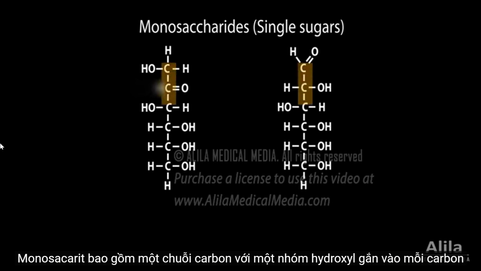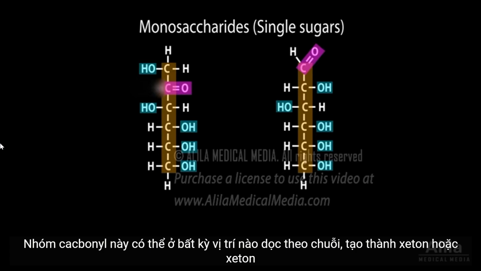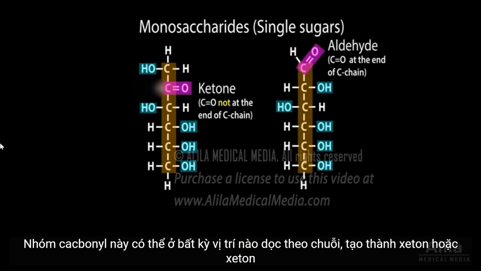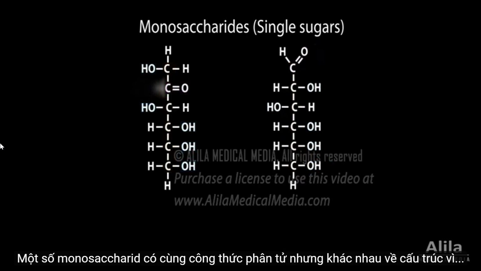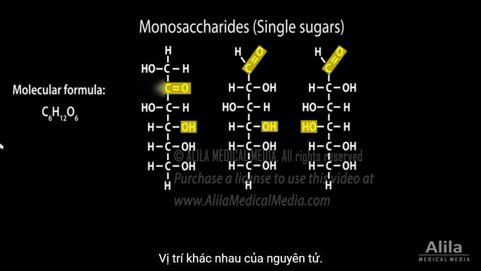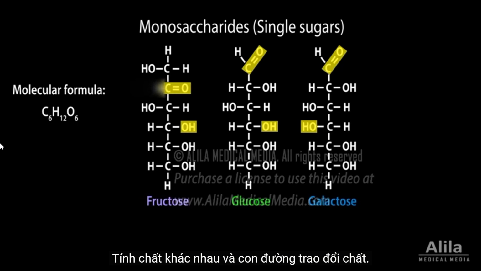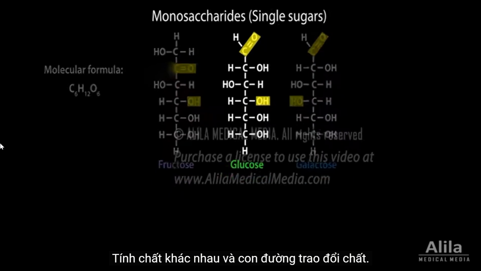Monosaccharides consist of a carbon chain with a hydroxyl group attached to all carbons except one, which is double bonded to an oxygen. This carbonyl group can be in any position along the chain, forming either a ketone or an aldehyde. Some monosaccharides share the same molecular formula, but are different in structure due to different positions of atoms. These seemingly small structural details result in completely different sugars, with different properties and metabolism pathways.